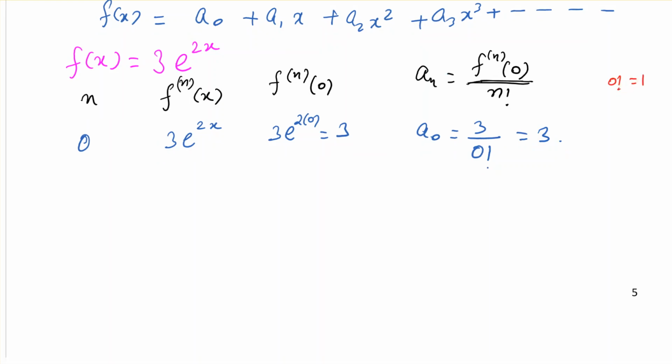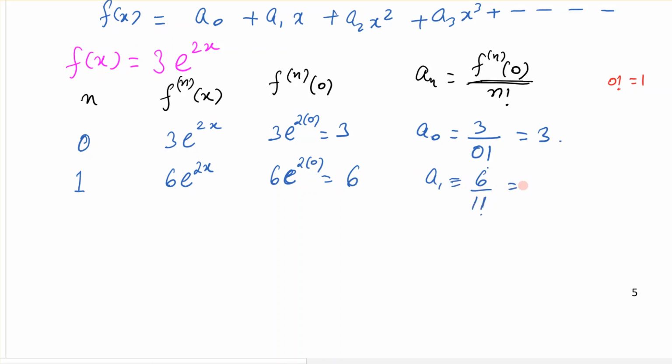Next, when n equals 1, it means we're going to find the first derivative. The first derivative of this would be 6 e raised to power 2x. And now the value of that derivative at 0 is just 6, and a1 would be 6 over 1 factorial, which is 6. I don't know what is wrong with my OneNote, but let's just keep going.